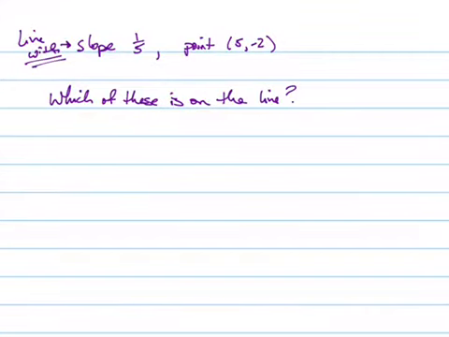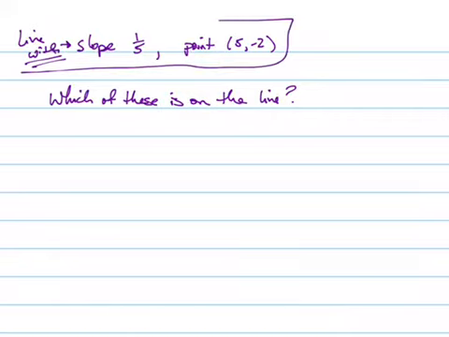So here's a question that says there's a line with the slope of 1/5 and a point on the line, which is (5, -2). And the question is, which of these points is on the line? And they give you 4 points.